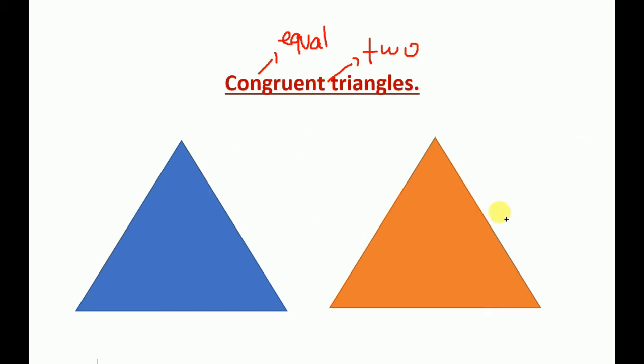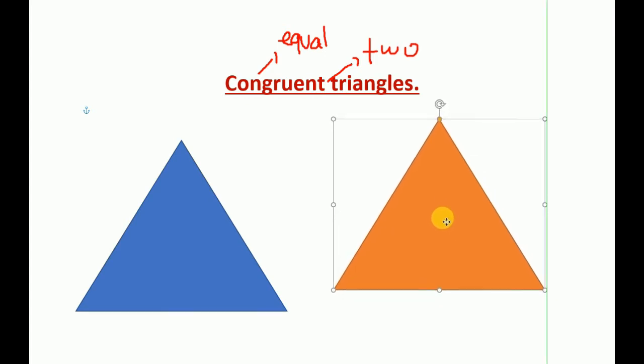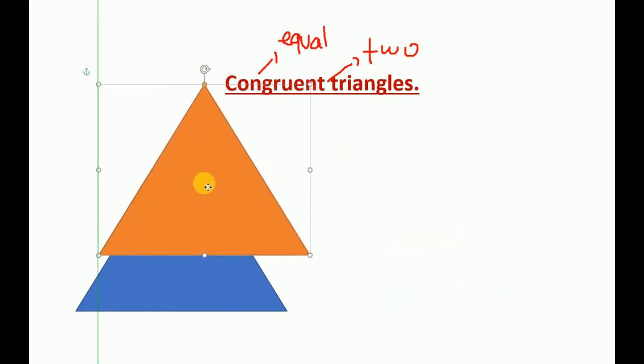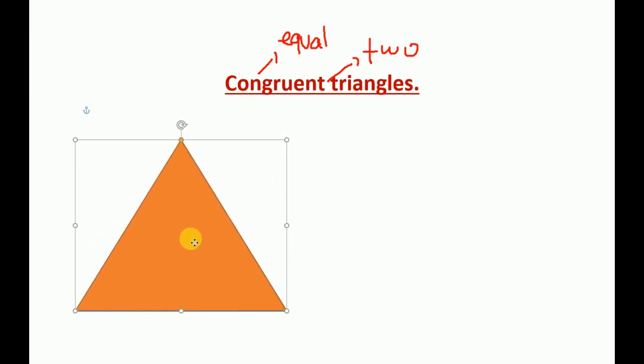Now, we have these two triangles, a blue triangle and an orange triangle. Let's discover visually in which case two triangles are congruent. You see this orange triangle. I will try to place it on top of the blue triangle and let's see what will happen. If you notice here, they are a perfect match to each other. If I place them on top of each other, they will match perfectly.